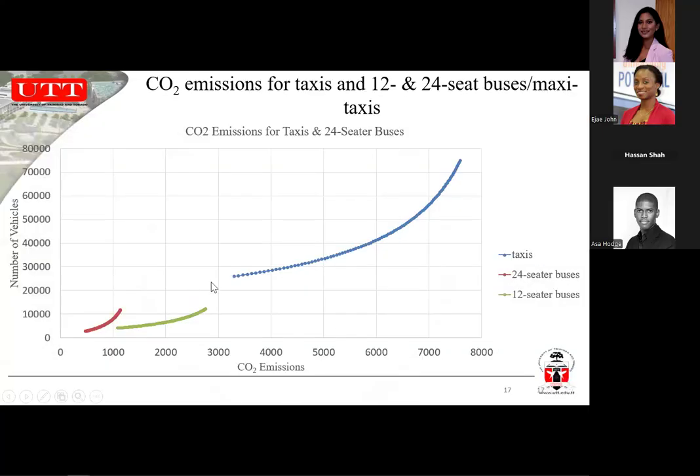Next, we have the comparison of the taxis, the blue curve, together with both maxi taxis. And we can clearly see that the taxis produce far more carbon dioxide emissions than both maxi taxis.